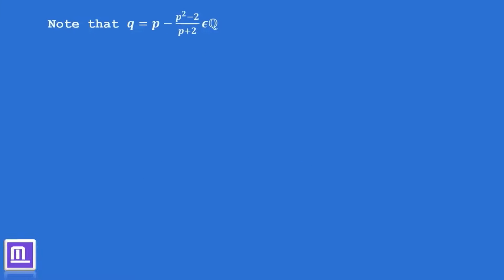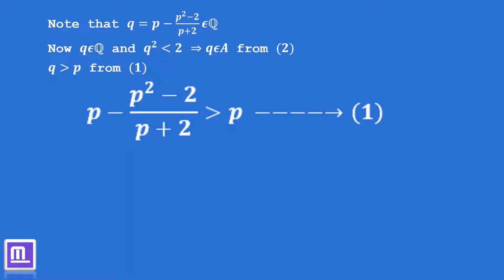Note that q is equal to p minus p square minus 2 divided by p plus 2. This is a rational number because p is a rational number, and easily we can show that q is a rational number. Now we have q is a rational number, q square is less than 2. So what else do we need to say that q is an element in A. So q is greater than p. Why? You just look at inequality 1. In that inequality 1, on the left hand side we had q. So q is greater than p.